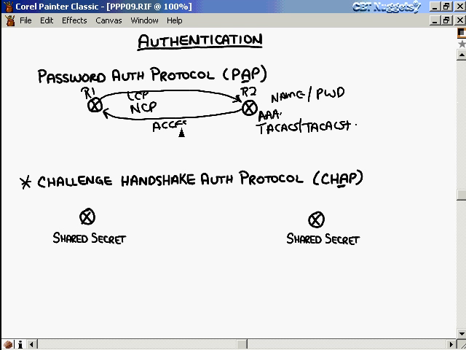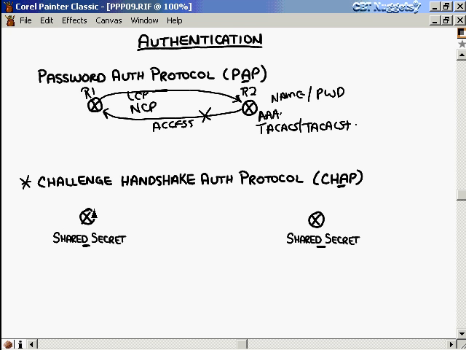All right, now let's look into the Challenge Handshake Authentication Protocol. The difference here is that we are dealing with encryption. With PAP, when I send this name and password from router 1 to router 2, this is in clear text. It can be viewed by other devices on the network. All right, this is what's going to happen with CHAP. First of all, you have to understand that we're dealing with shared secrets. In other words, within the configuration of each of these routers, there is a secret password that is known to the 2. So what's going to happen is router 1 is going to issue a challenge.